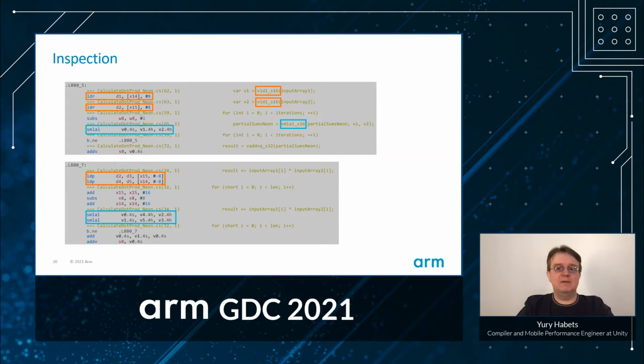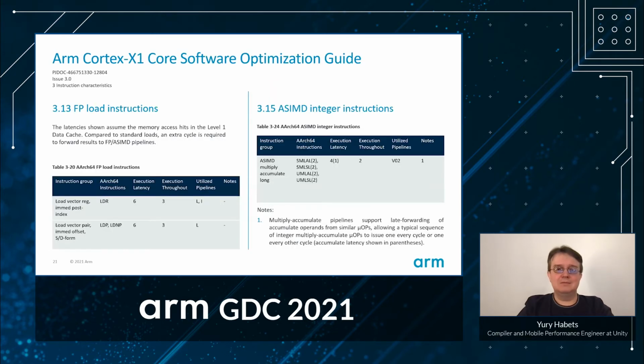To understand why the bursted code is faster, let's take a look at what the CPU is capable of. Here is a screenshot from the Cortex X1 software optimization guide taken from developer.arm.com. Here are the load instruction variants used in the assembly above. As you can see, they have the same latency and the same throughput, but LDP loads 2 registers, so it's immediately more efficient.